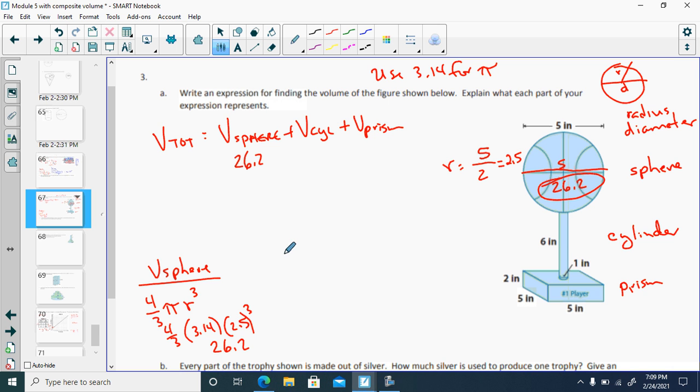Okay, now let's find the volume of the cylinder that it sits on. That cylinder would be pi r squared h. We're going to substitute for pi 3.14. Your radius on your cylinder there, if the distance all the way across is 1, your radius is half that, which would be 1 divided by 2, which is 0.5. Okay. We square that one. And then our height on this is 6.